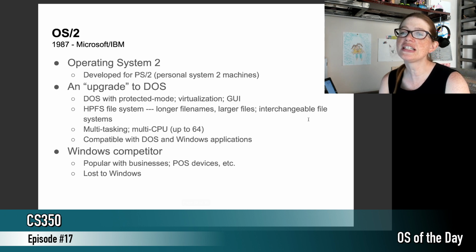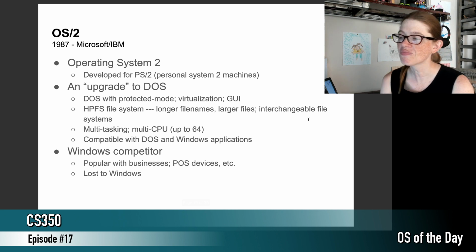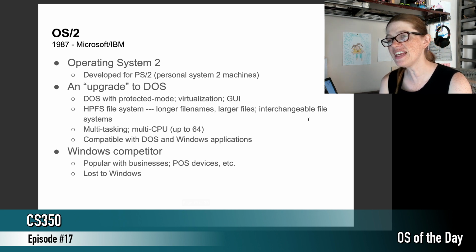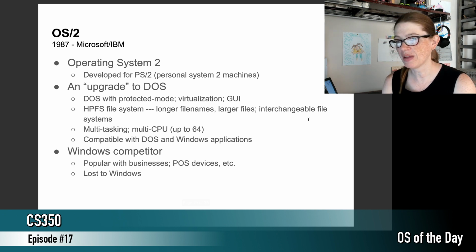They also wanted to support multitasking and some degrees of concurrency. So they supported in OS2 up to 64 CPUs. So that's pretty cool. And one of their big things that they wanted was to make sure that OS2 was backwards compatible with all of the DOS and Windows applications that were out there.